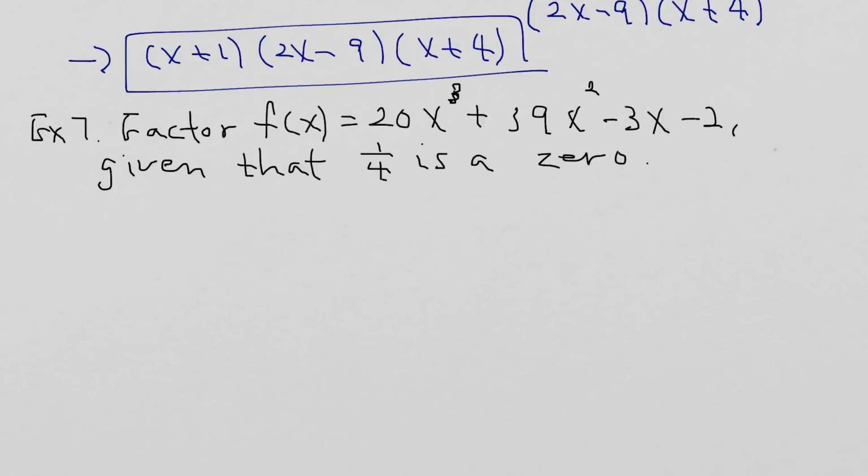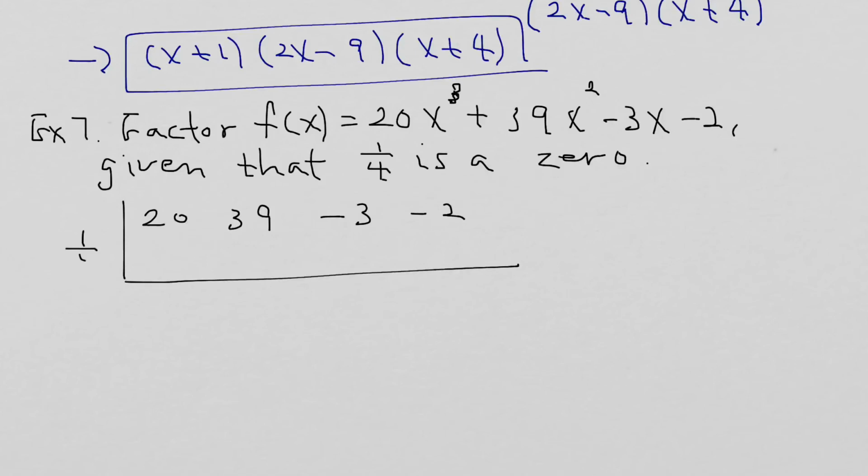We're going to look at one other problem. This time we're factoring, but given that a fraction is a 0. So let me show you how this works when you are using a fraction value to divide using synthetic division. It's just the same thing. It's a little longer because you need to multiply and add fractions sometimes, right? So you start with coefficients. Cube, you have 20. Square, you have 39. Linear, you have -3. Constant, -2. Dividing this with 1/4.